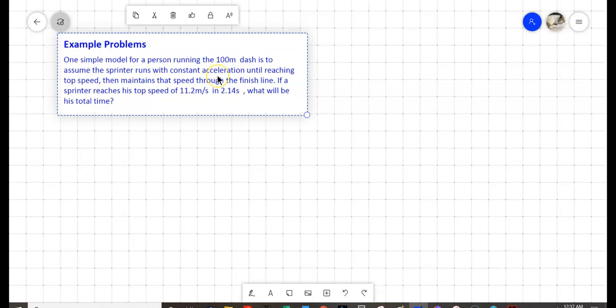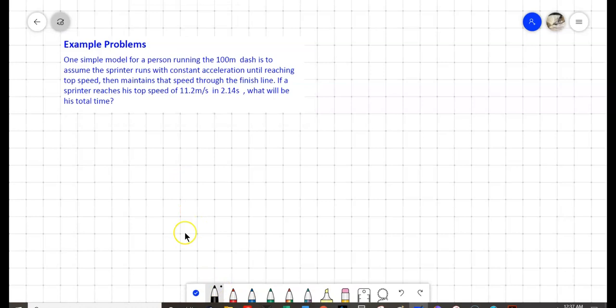So, all right, let's draw again. We're going to now draw a motion diagram. Okay, so I'm going to draw a line.